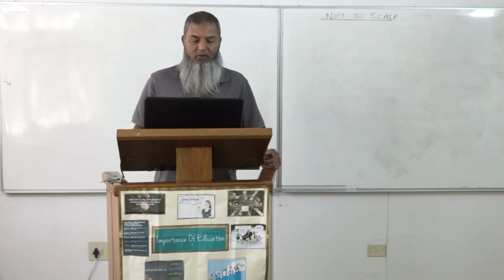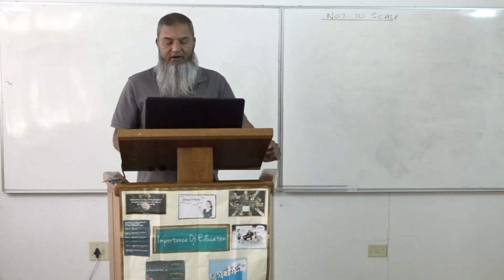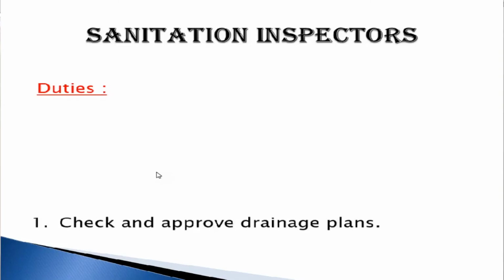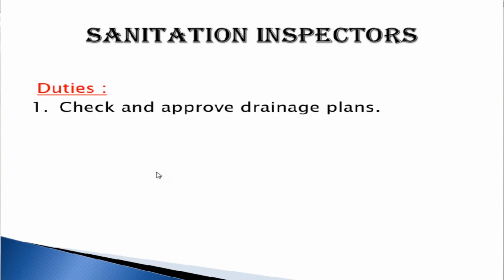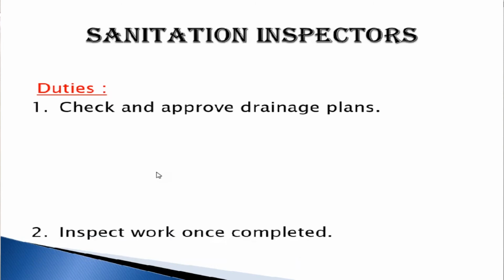Now that we understand what a one pipe system is and how a vent valve looks, we're going to look at some of the duties of a sanitation inspector. Remember, that person is working for the municipality or council. He or she is responsible for coming out and checking that work is done according to plan and building regulations. They need to check and approve plans.